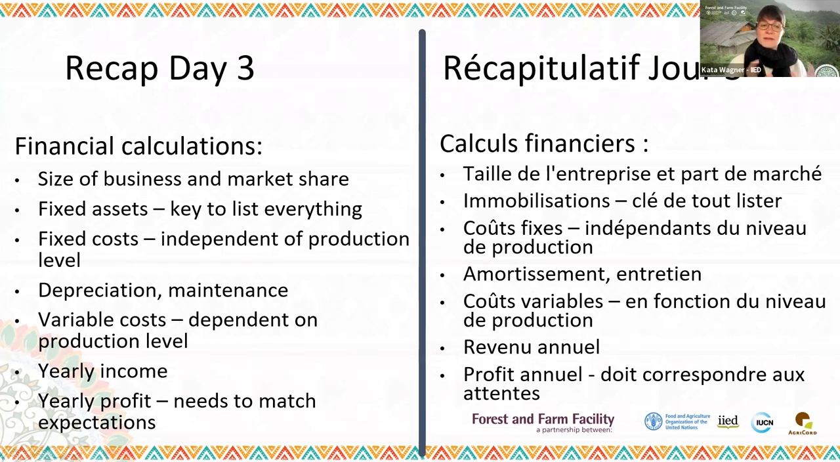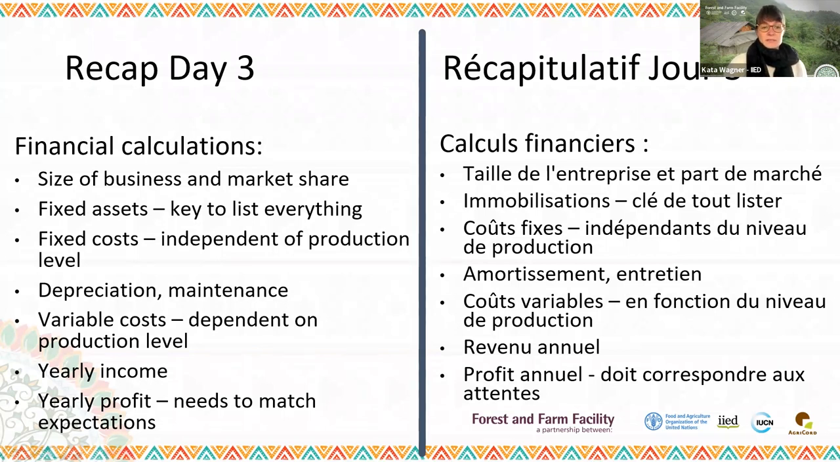And then we talked about the variable costs, and the difference to the fixed costs, of course, is that these are dependent on the production level. So they will change depending on how much the enterprise produces of the product. So things like packaging, transport, any seasonal labor that will need to be engaged.